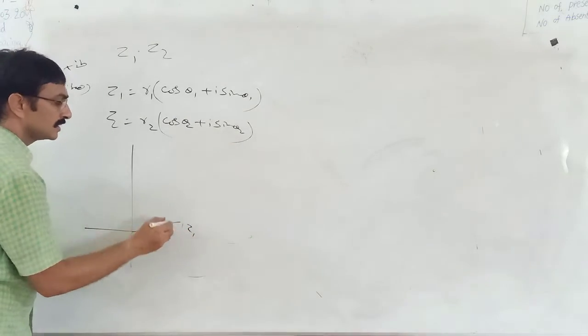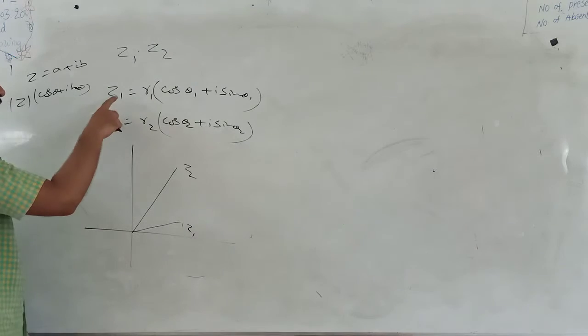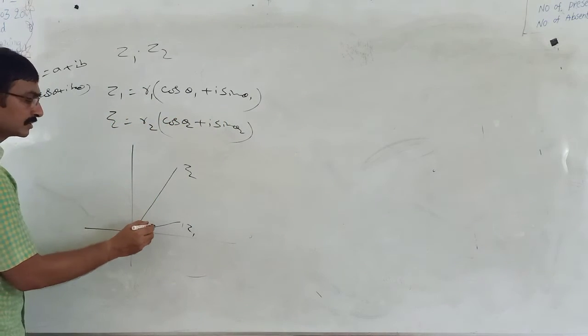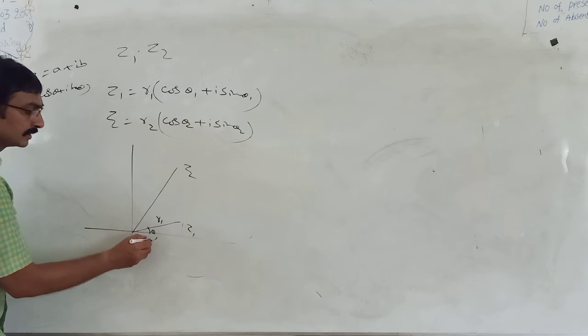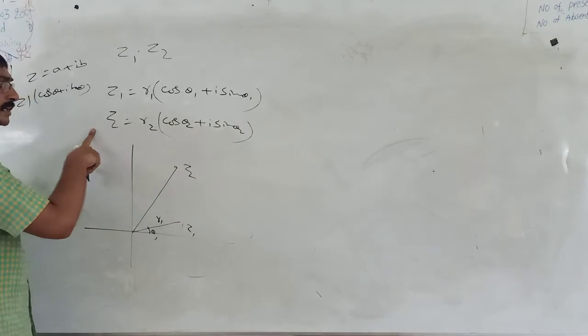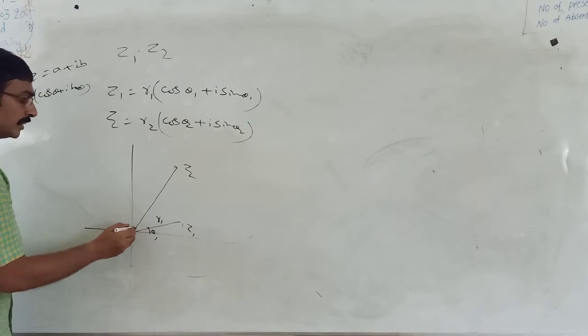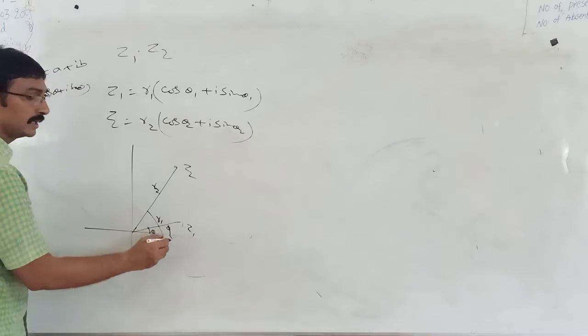Suppose this is z1, this is z2. z1 is r1 into cos theta 1 plus i sin theta 1, which means this gap is r1. This angle is theta 1. Okay, this is complex number z2. z2 is r2 into cos theta 2 plus i sin theta 2, which means this length is r2. This angle is theta 2.